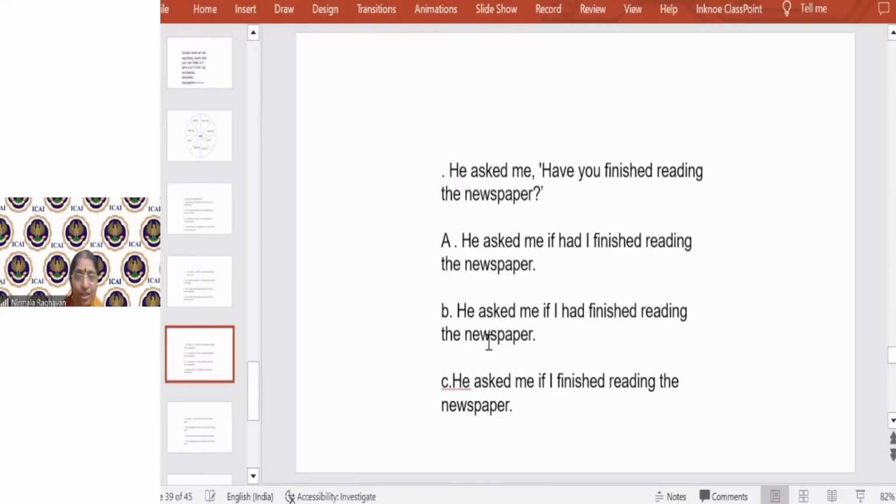Now let me look at C. "He asked me if I finished reading the newspaper." There the have is omitted. You don't have had, therefore C is gone. C is not the right answer. Now let's look at B. "He asked me if I had finished reading the newspaper." If is there, I had. Both are there. Therefore, B is the right answer.